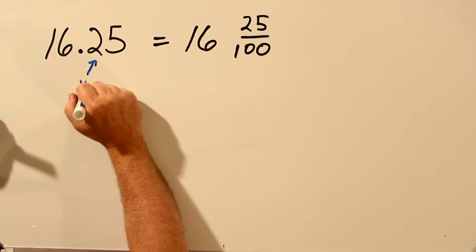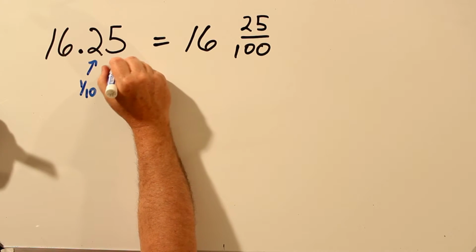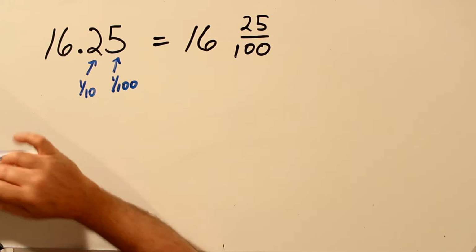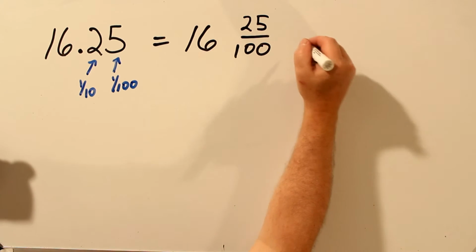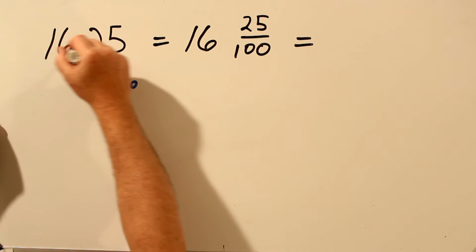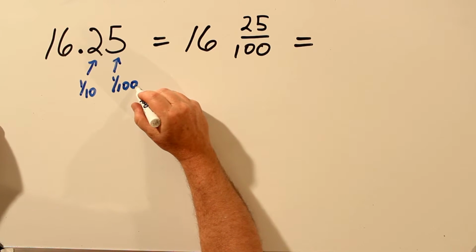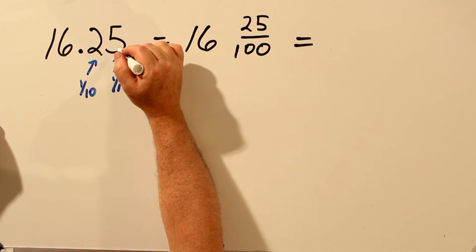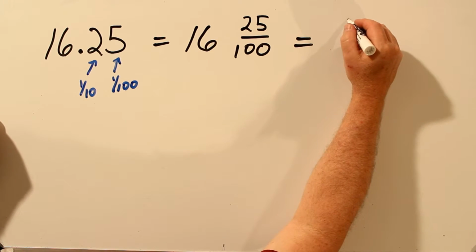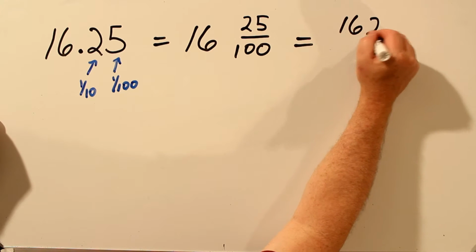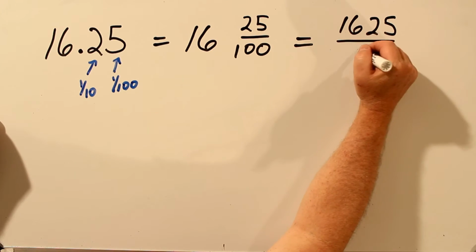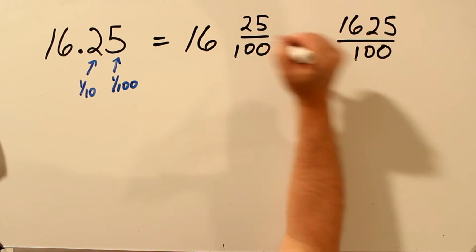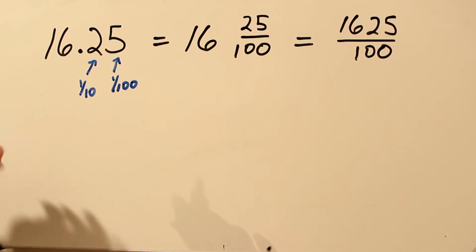This is the tens place. This is the 100ths place. If we wanted to write the whole thing as an improper fraction, we could take this whole number and put it over 100. Not over 10,000, just over 100, because we've only got two decimal places. So we could write this whole thing as 1625 over 100. And in fact, if you converted this improper fraction to a mixed number, it would be 16 and 25 over 100.